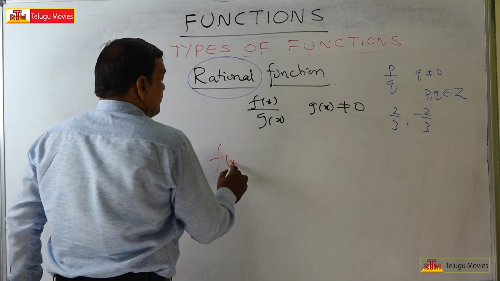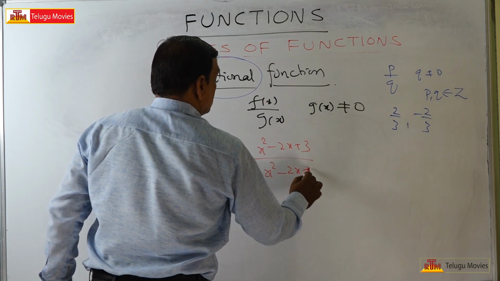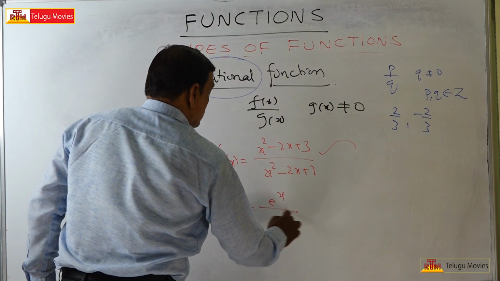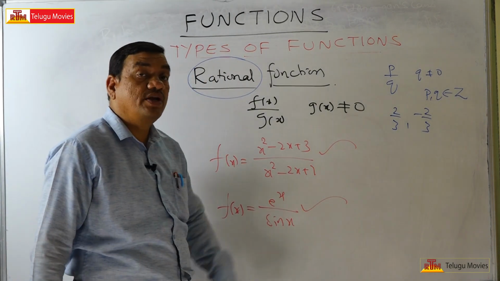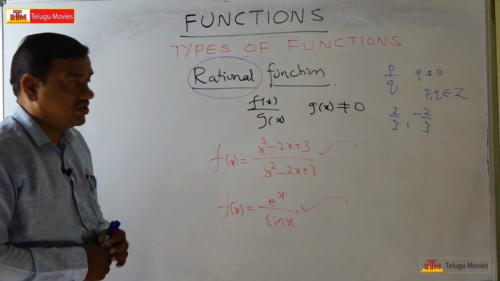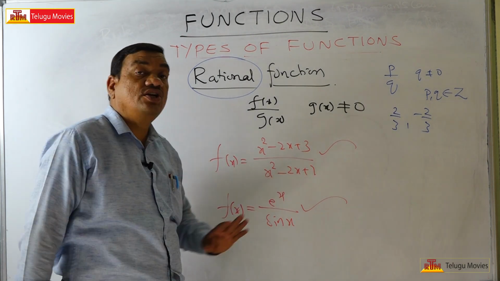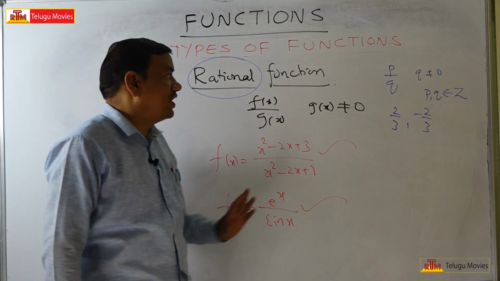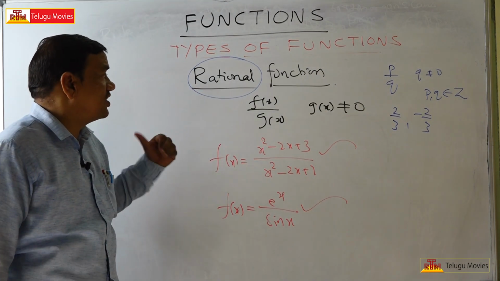We can give so many examples. For example, x square minus 2x plus 3 upon x square minus 2x plus 7 is a rational function. Also f of x is equal to e power x by sin x is a rational function. Numerator by denominator, of course sin x should not be equal to 0. Understand this? So, this type of function is called a rational function. Numerator by denominator type functions are called rational functions. The condition is the denominator should not be equal to 0. If it is equal to 0, definitely the function cannot be defined.